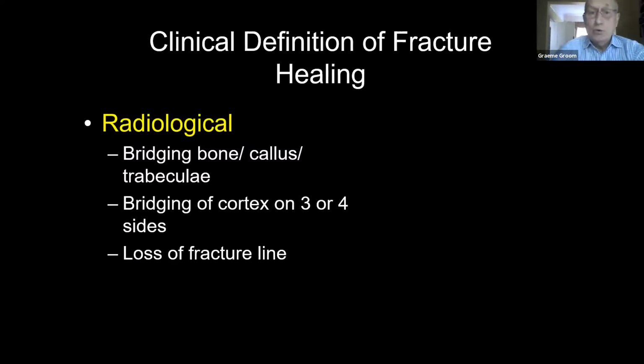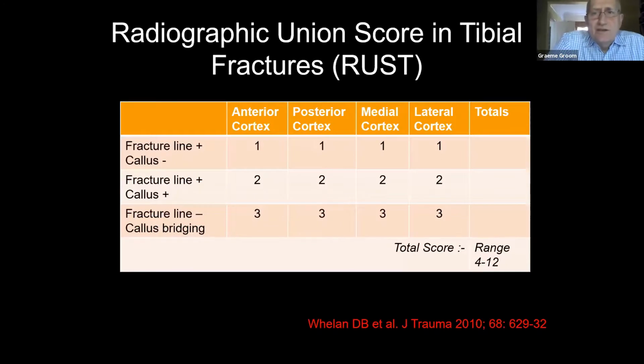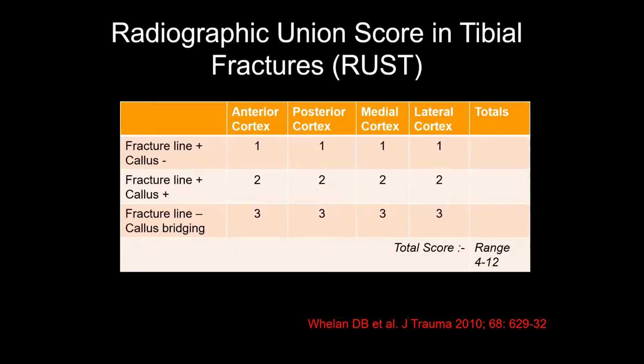And then we come on to what David has done with the radiological definitions of fracture healing: bridging bone and callus with trabeculae across the fracture site, the bridging of 3 or 4 cortices, or cortex on 3 or 4 sides, and the loss of the fracture line. And he's introduced these 2 scores, the radiographic union score in tibial fractures, which he calls RUST. This score comprises a combination of fracture line and callus. If the fracture line is visible in anterior, posterior, medial, and lateral cortex, and there is no visible callus, then that scores a maximum of 4, and the fracture is clearly not united.